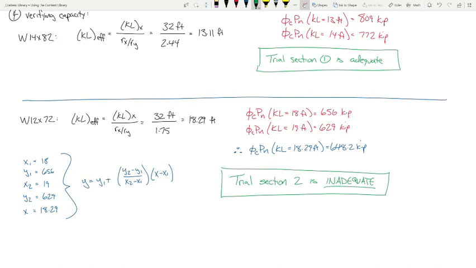So, if I look at my options here, this one's good. This one is not good. So, now let me ask you a question. Is there any value in even checking the W10 by 77? Well, yeah, because if it works, it's gonna be lighter than the W14 by 82. The W14 by 82, that's 82 pounds per foot. This is less. Less weight per foot means less hit on our wallets when we have to buy that. So let's check the W10 by 77.